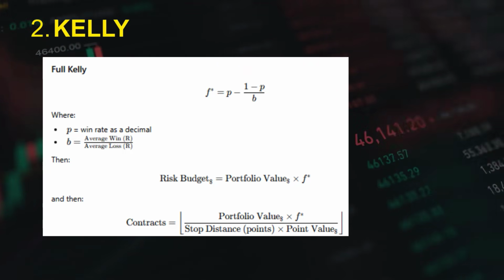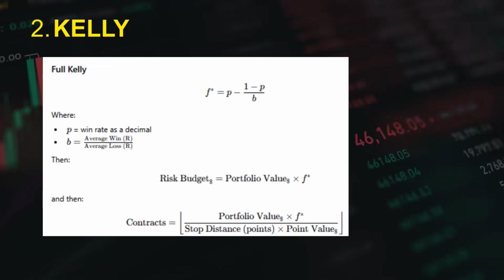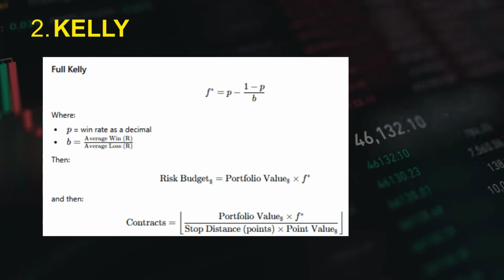If it's positive, that's good. That means you've got an edge anyway. And the bigger the percentage number is, the bigger you would risk on your portfolio. So if you had a $100,000 portfolio, and it said risk 40%, you would be risking $40,000, which, as you can imagine, is psychologically very hard and also financially very risky.